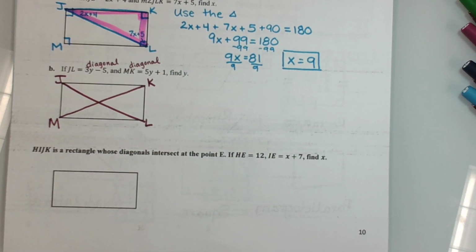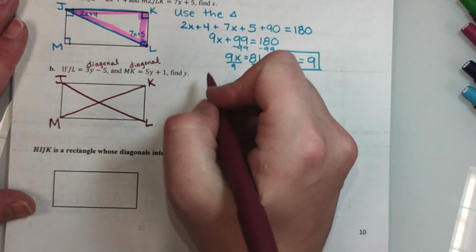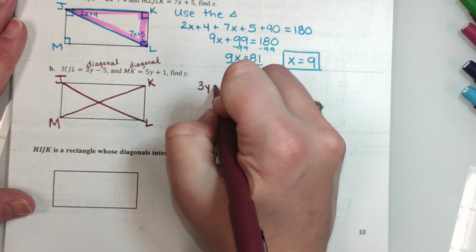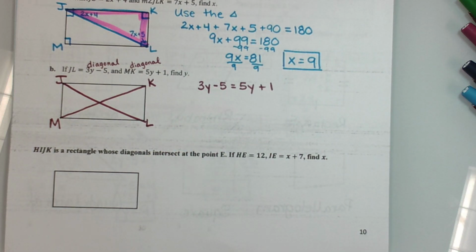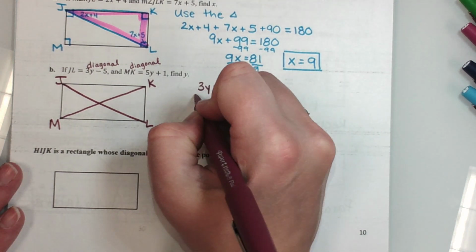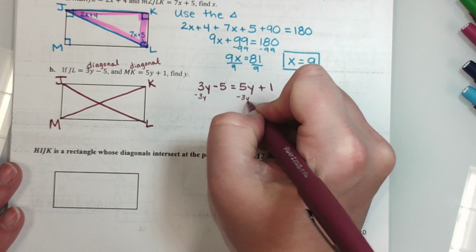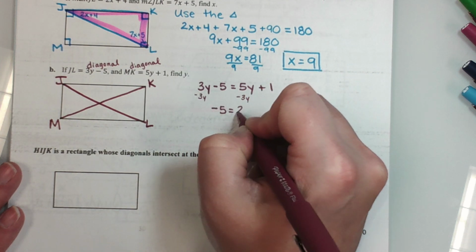What do you know about the diagonals of a rectangle? They're congruent, according to above. So I set them equal. 3y minus 5 equals 5y plus 1. If I want to solve, where would you tell me to start? Subtract 3y. Negative 5 equals 2y plus 1.